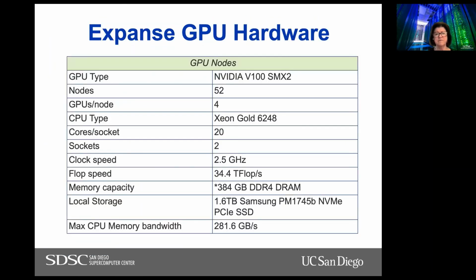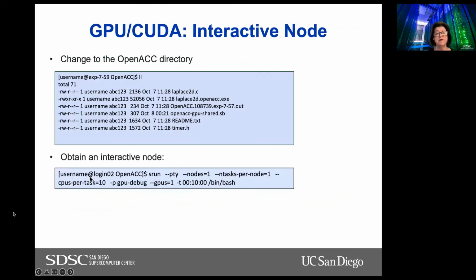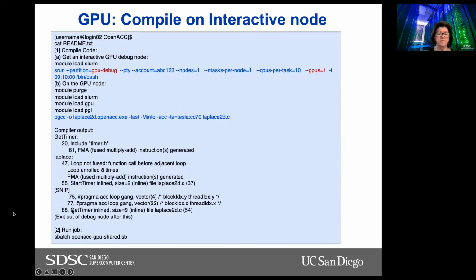I see we're kind of running out of time, so GPU works about the same. The login nodes are not the same, so you have to make sure you get onto an interactive GPU node and go into a working directory where we have a Laplace example. All of these examples are in my tutorial and easily available.